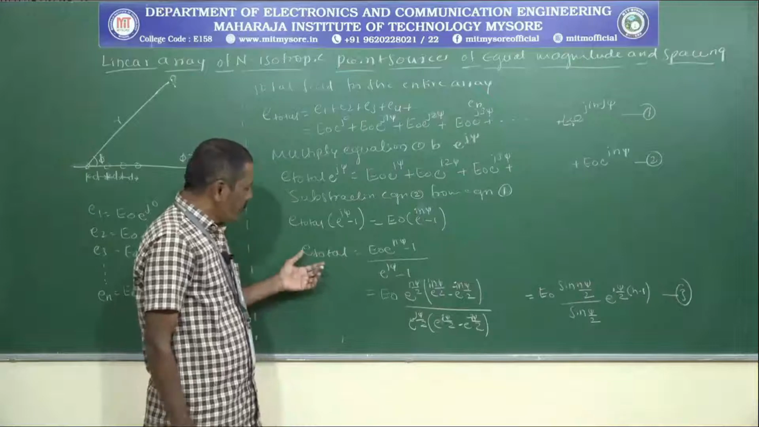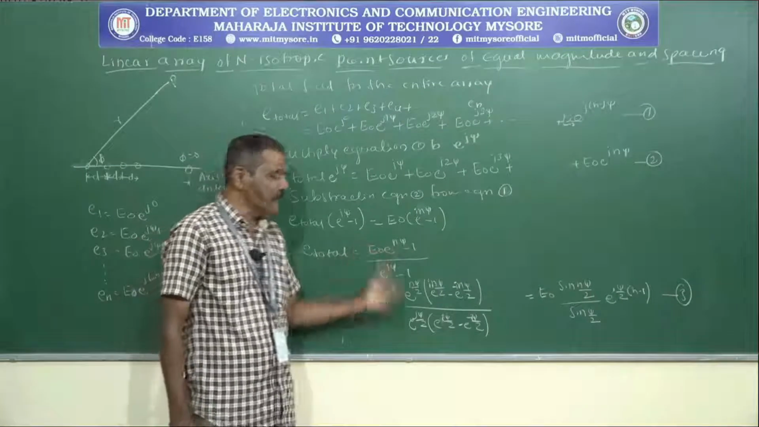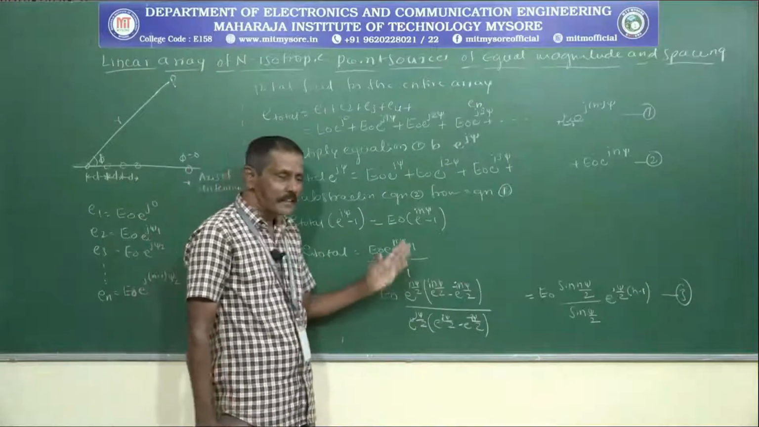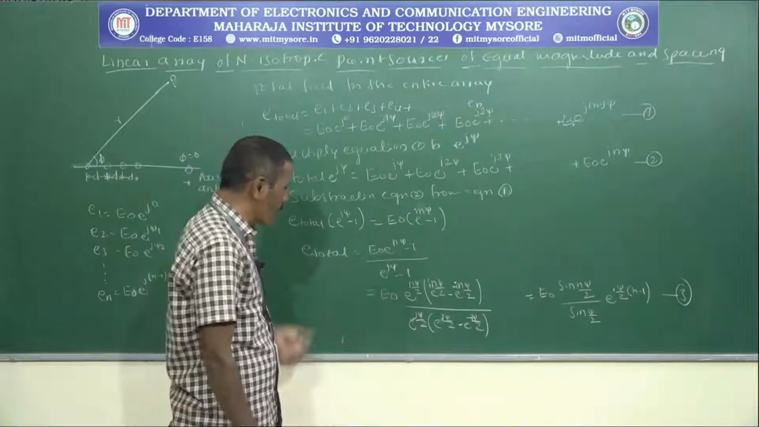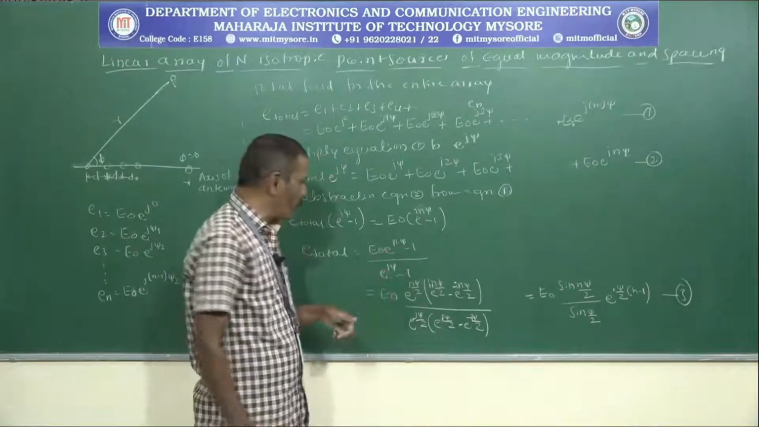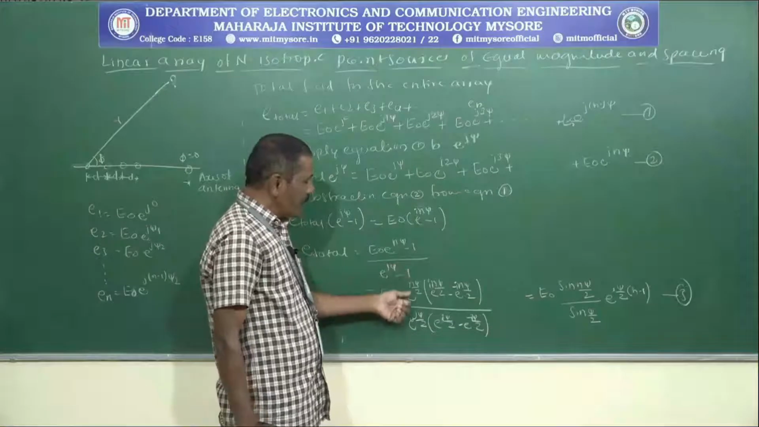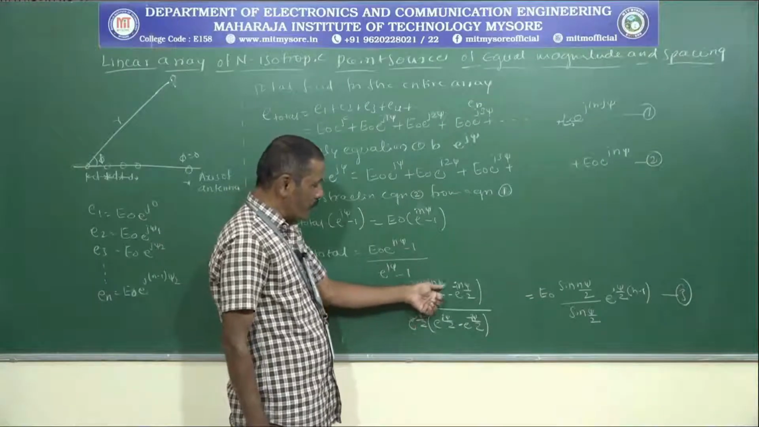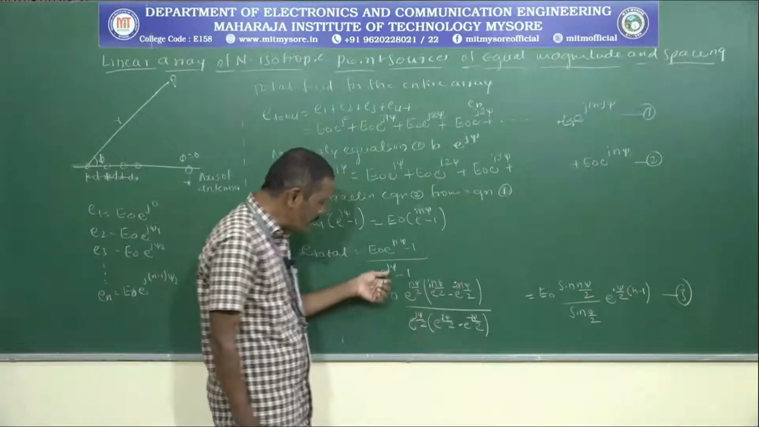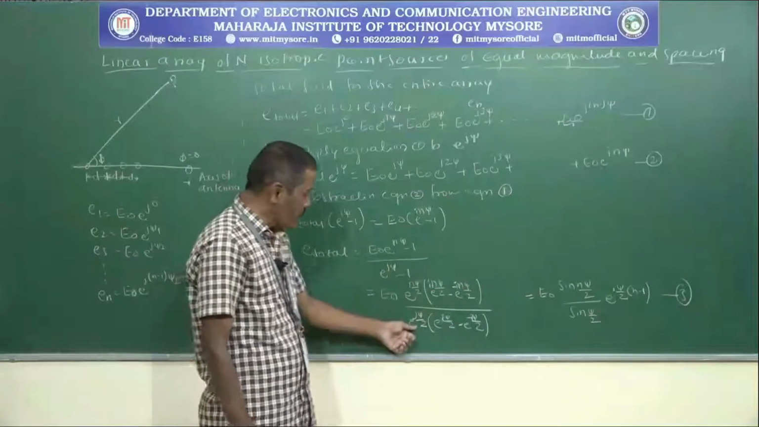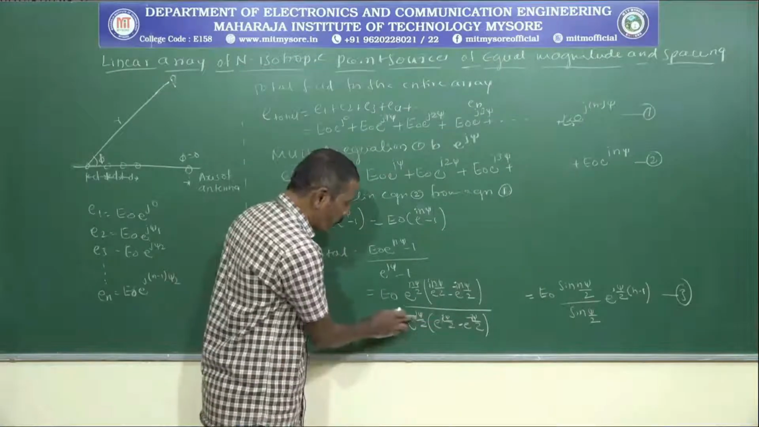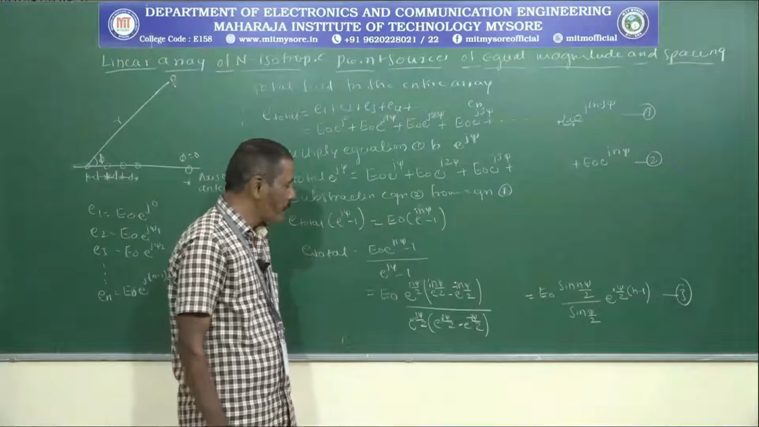Now, once you get this equation, in order to simplify it, rewrite this equation in such a way that the value remains the same. So we write the numerator as e to the power of j n psi by 2 into (e to the power of j n psi by 2 minus e to the power of minus j n psi by 2). Similarly, e to the power of j psi minus 1, we write as e to the power of j psi by 2 into (e to the power of j psi by 2 minus e to the power of minus j psi by 2).